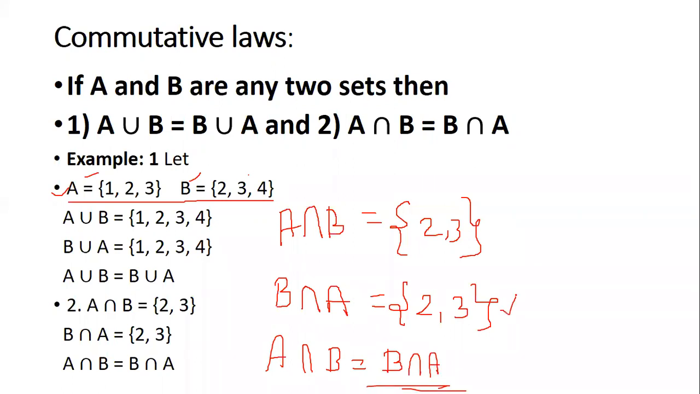So therefore, we have proved that A union B is equal to B union A, and A intersection B is equal to B intersection A.